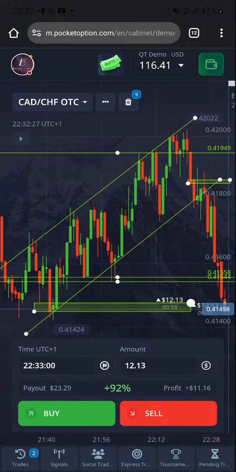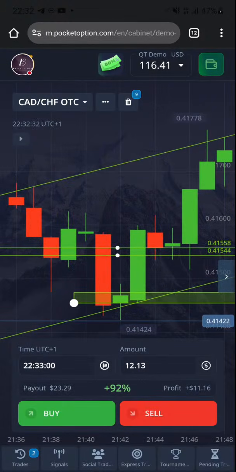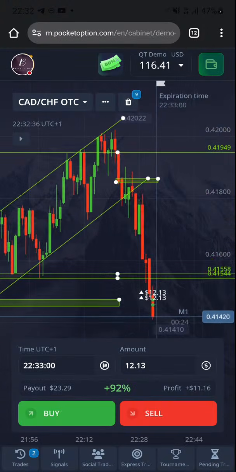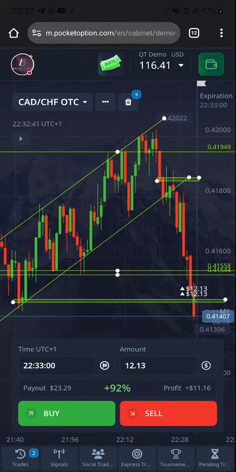See, we have an overlapping level here. I'll zoom it in so that you can see it clearly. This is the overlapping level. You understand? And you see, when you see overlapping levels like that, it's a demand area. There are buyers there.